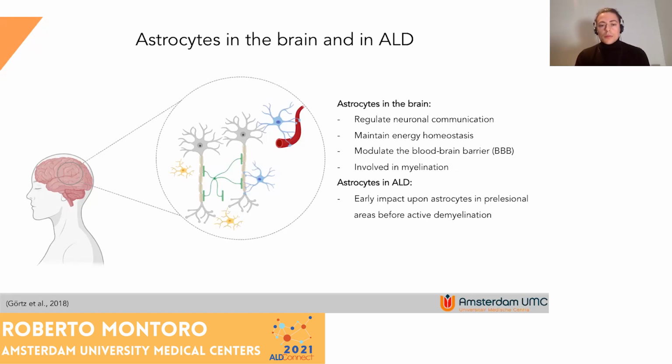They also modulate the blood-brain barrier, and they are also involved in myelination. And also, why in ALD? There was a paper in 2010 from Gort et al., in which they showed that there is an early impact upon astrocytes, upon the cell type in the prelesional areas of ALD patients, in the brain of ALD patients.